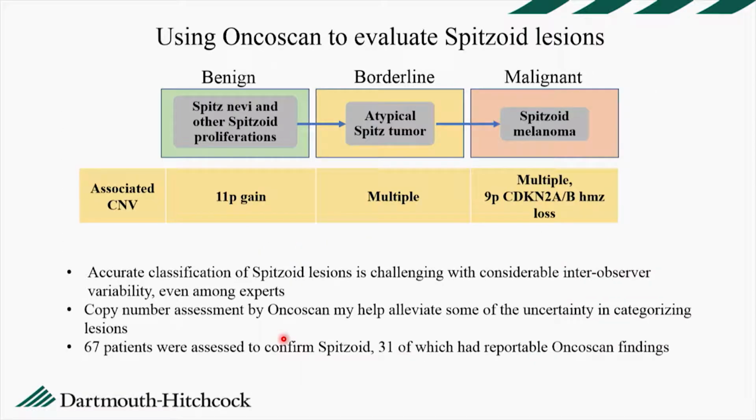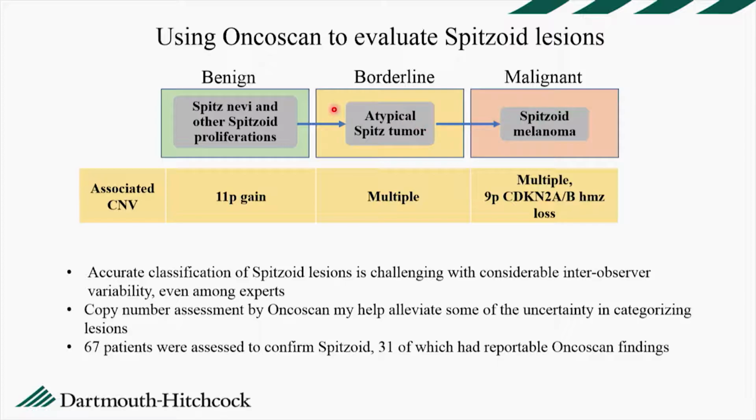The next type of lesion I'll talk about will be the Spitzoid lesions. And these represent a subclass of melanocytic lesions with distinctive cytomorphology and architectural findings, and do include the benign Spitz nevi, an atypical category including the atypical Spitz tumors, and the malignant category of Spitzoid melanomas. Accurate classification of Spitzoid lesions is challenging, and there is considerable inter-observer variability even amongst experts.